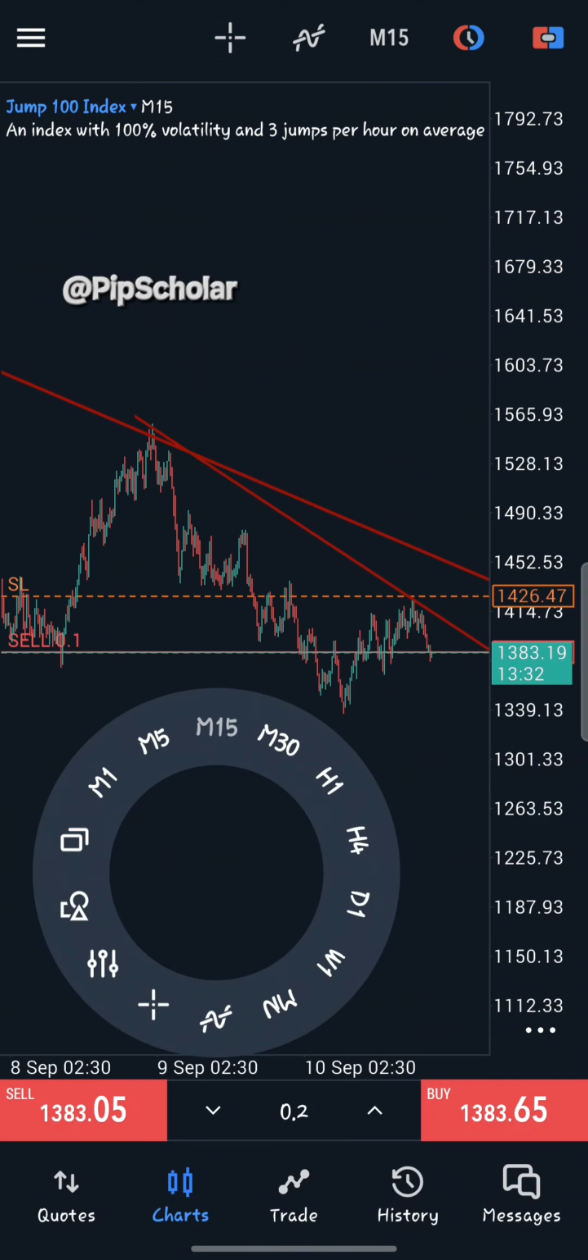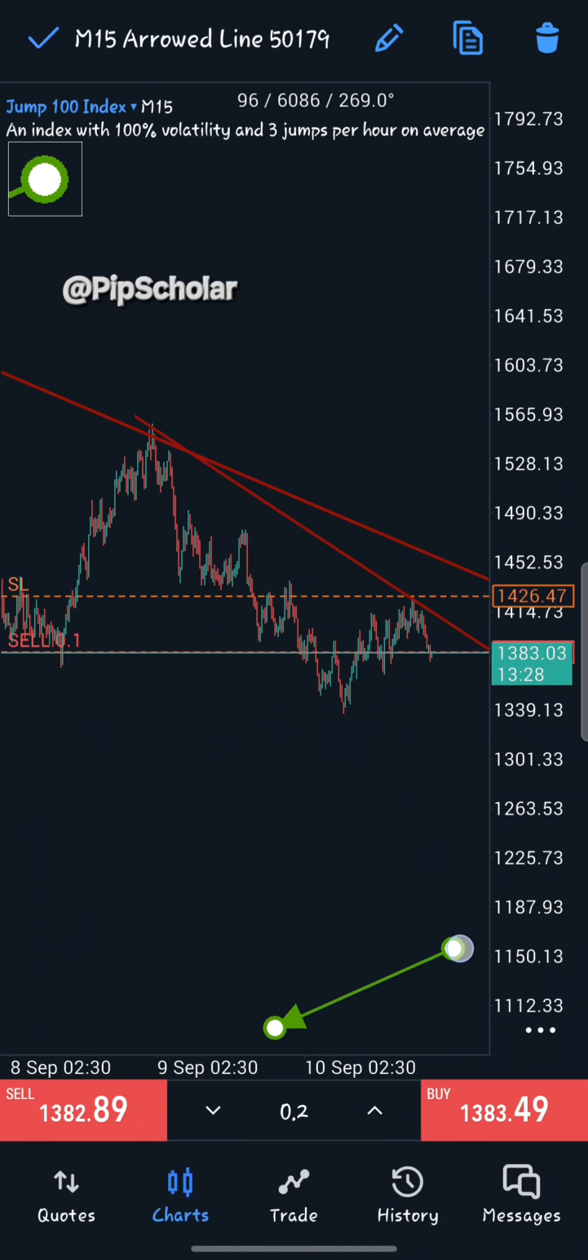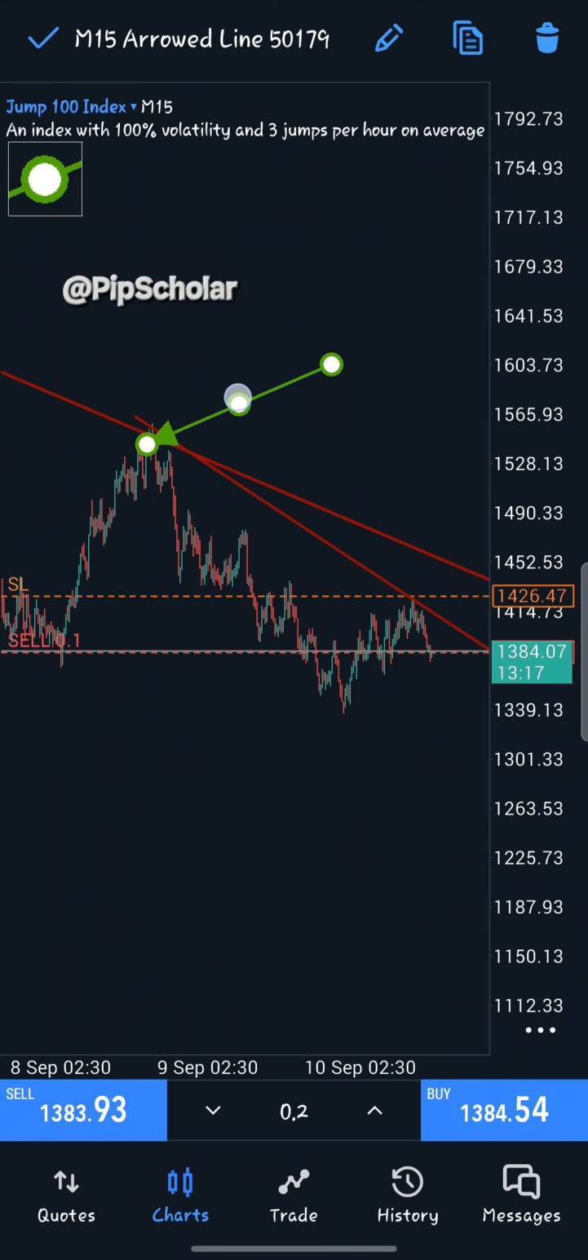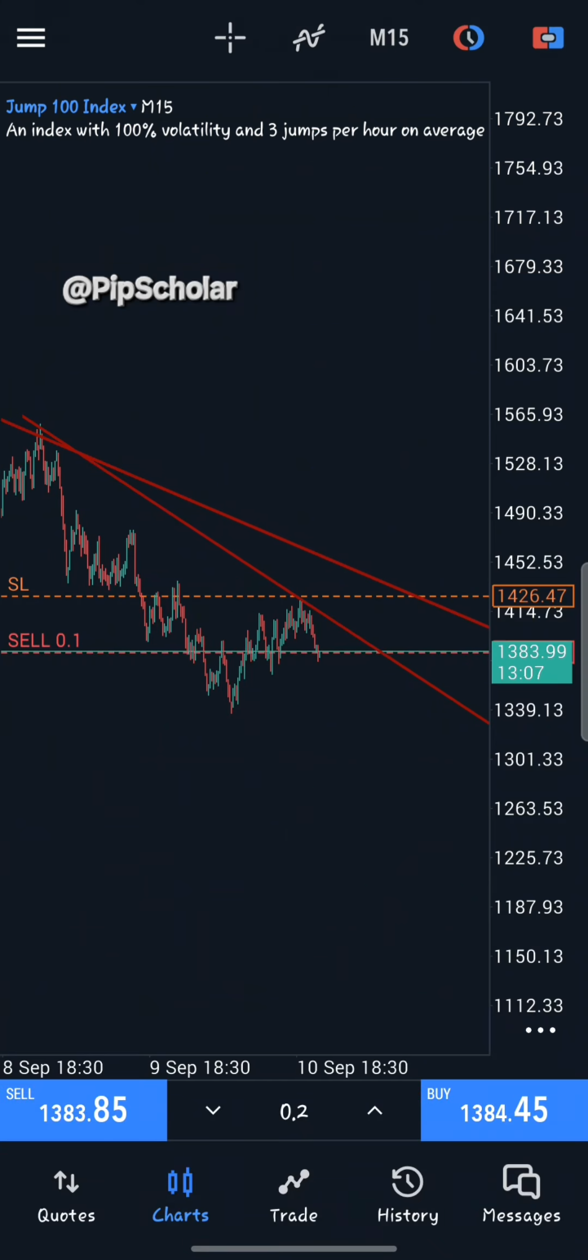Don't mind that my trend line here is not straight, but I understand what is happening. As a beginner, learn to make sure that your points are touching the very peak. But me, I can draw it like this because I already understand the zones. Now we are looking for a sell.